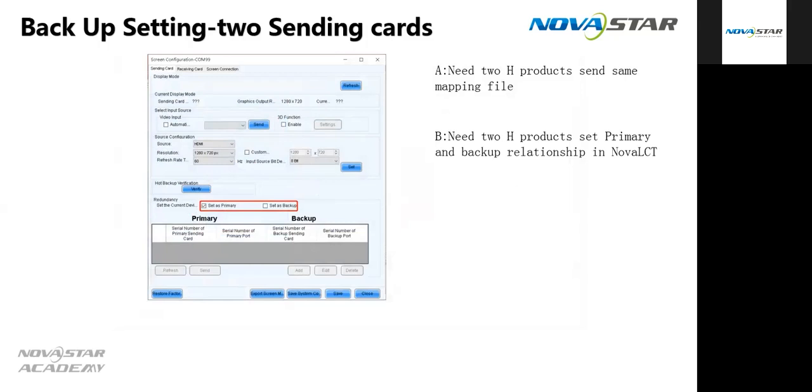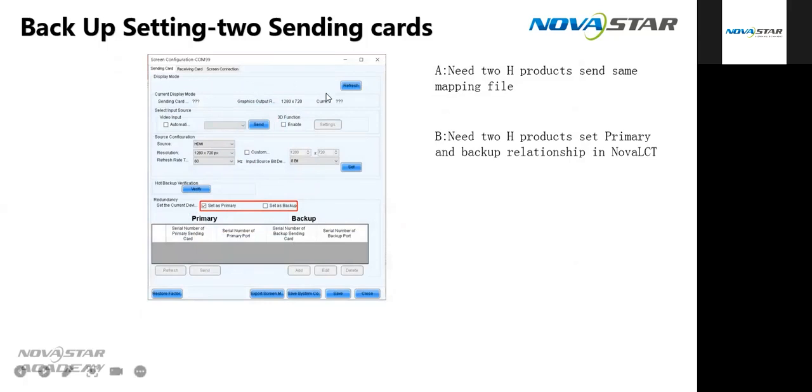Okay, here is the difference with one SD card backup. First, you need two sending products to send the same mapping file. So here is COM99. When you are using two sending products, there would be two IP addresses here. So you need to use two different sending products to send the same mapping file. It is in screen connection.